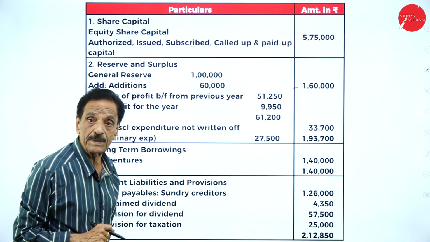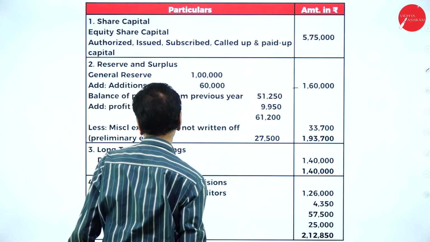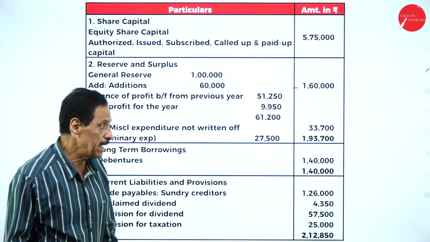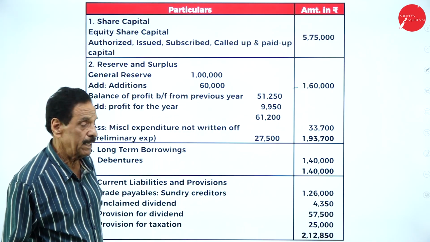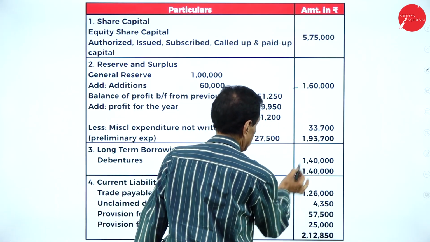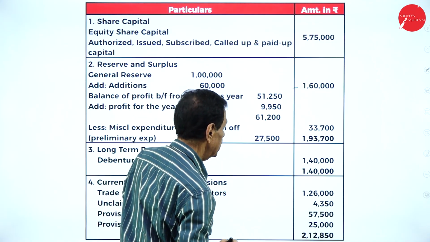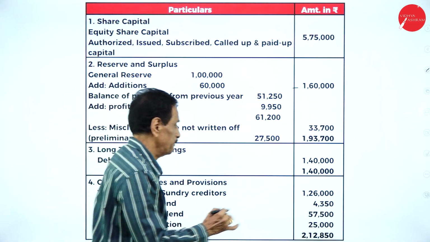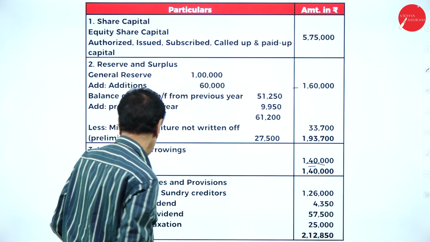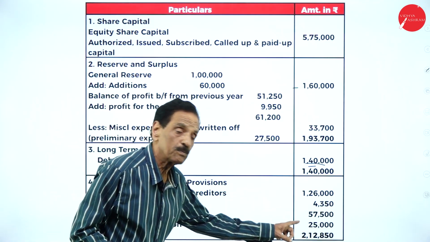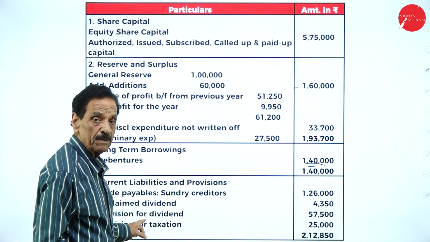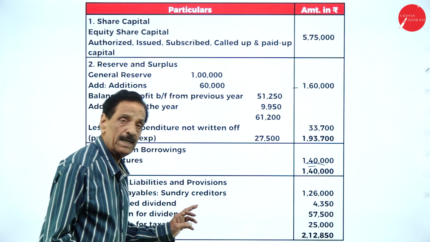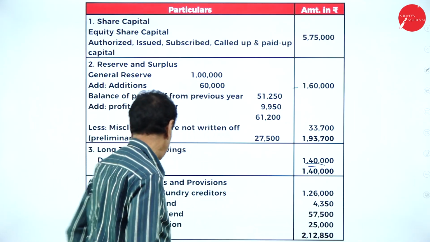Profit of the last year as per the trial balance is 51,250. Profit of the year is 9,950. Out of that, if you deduct the preliminary expenses, 27,500, it becomes 33,700. It works out to 1,93,700. Long-term loan, debenture, is 1,40,000. Then current liability: trade payable, creditor, is 1,26,000. Unclaimed dividend as per the trial balance is 4,350. Provision for dividend and taxation: 57,500.